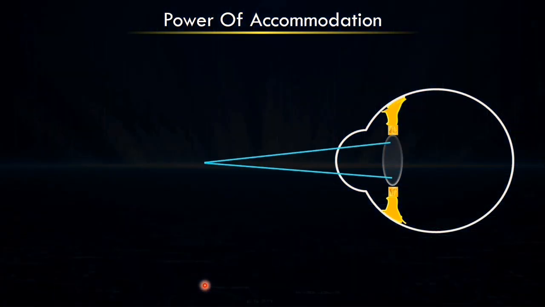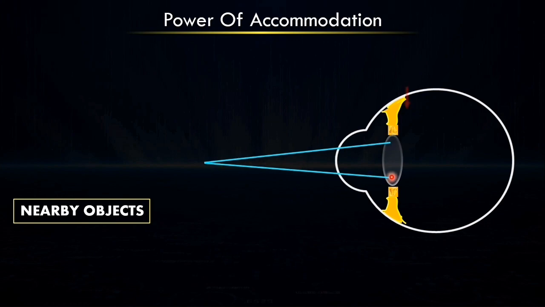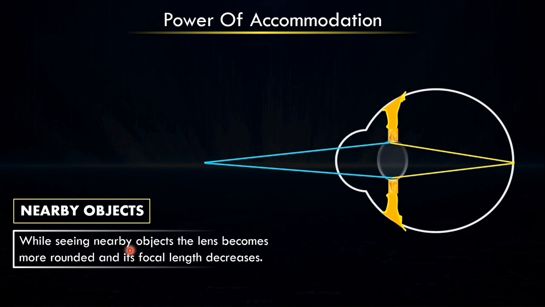Eta next case tut soa. So usorot thoka object to jetia ami sabole try koru, tetia amar sokur lens khon round hoi jay. Can you see here? Aru lens kon round hoar karone focal length to decrease hoy. So in case of nearby objects, while seeing, the lens becomes more rounded and its focal length decreases.